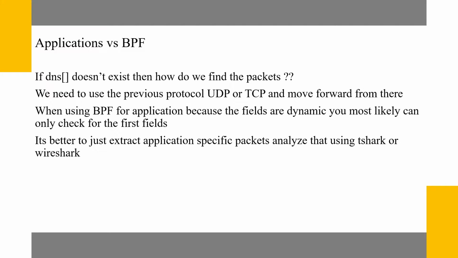TCPdump does understand some applications, but BPF is a layer 4 tool. You can use TCP and UDP and make it so that the byte offset goes inside the data, which will be the application header, but this is not always effective. Applications always use ports, so you can use BPF and TCPdump to extract the data from a port and then use a layer 5 tool like TShark to do the analysis on the application.